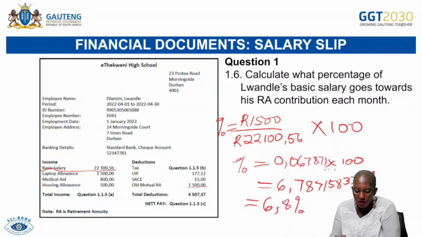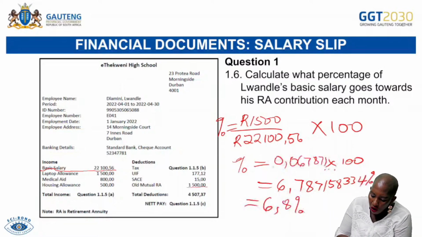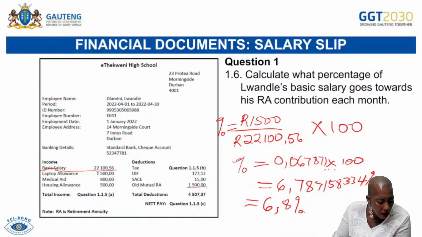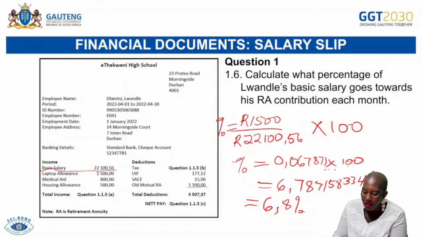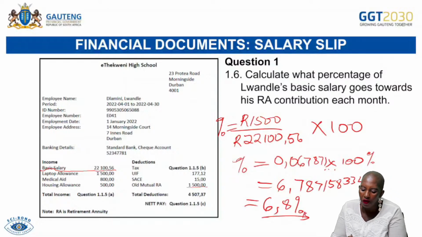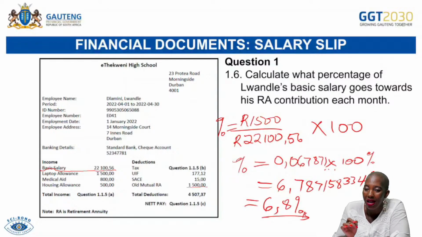So boys and girls, can you see how simple it is? Here you have to rewrite all these digits that you'll get after you have punched 1,500. You divide it by 22,156, and then you get 0.067871583, and then you multiply it by 100%. And then remember, they said what percentage, so meaning 6.8% of Lwanda's salary goes towards the retirement annuity from Old Mutual.